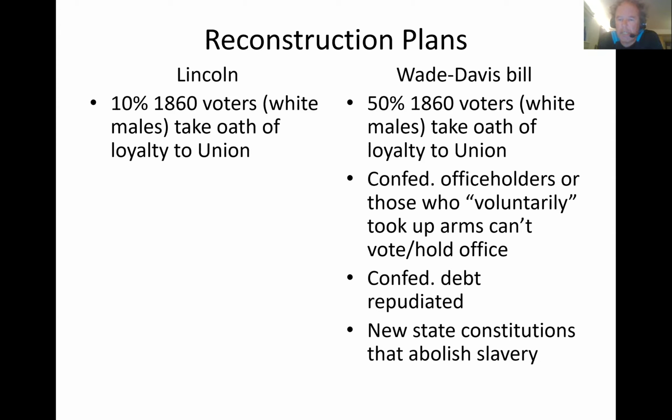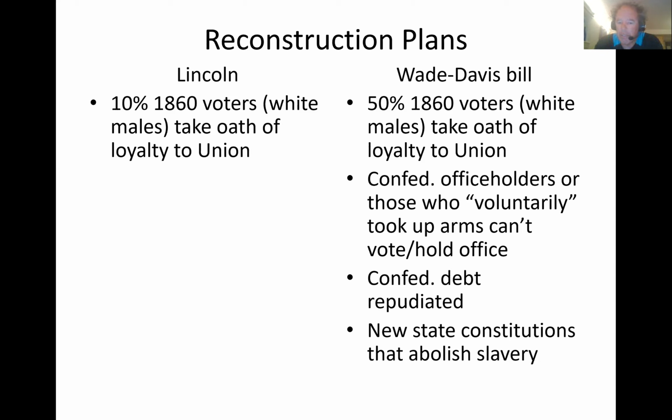The congressional measure, which is called the Wade-Davis bill, which is promoted by so-called radical Republicans, much more liberal in many ways than Lincoln, more committed to what we would describe as civil rights, says that half of the 1860 voters have to take such an oath. It's not clear that many southern states are going to go along with that.